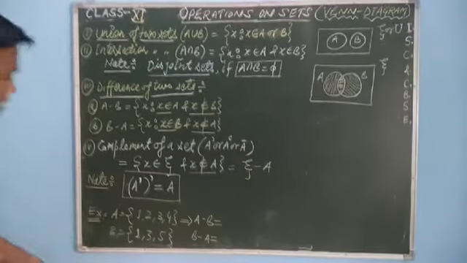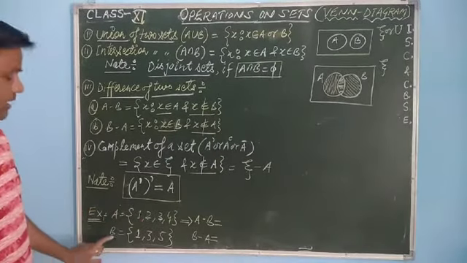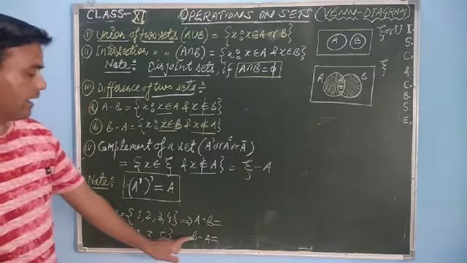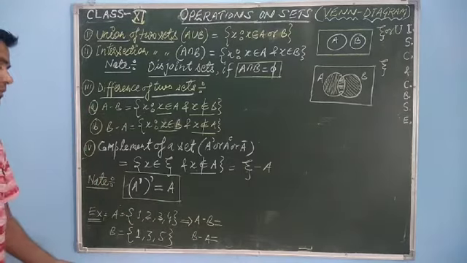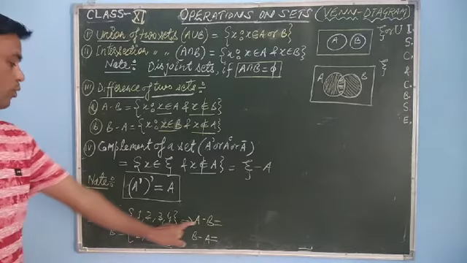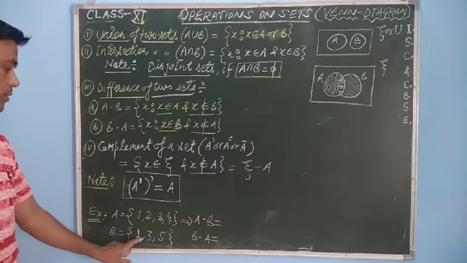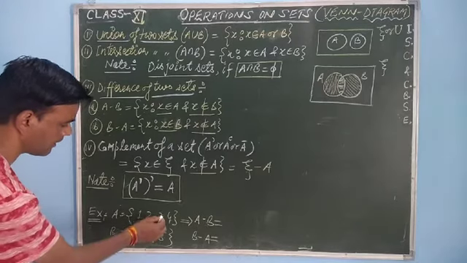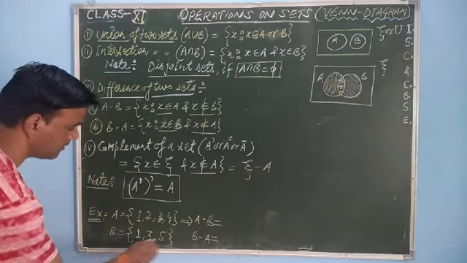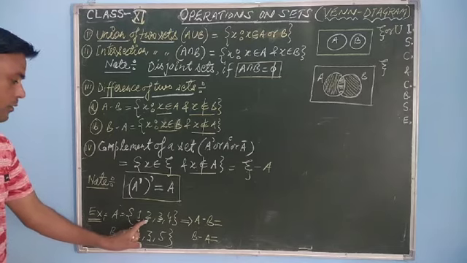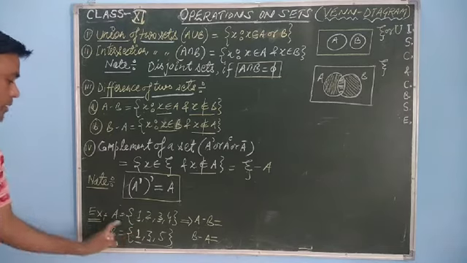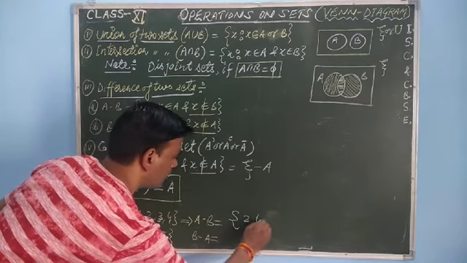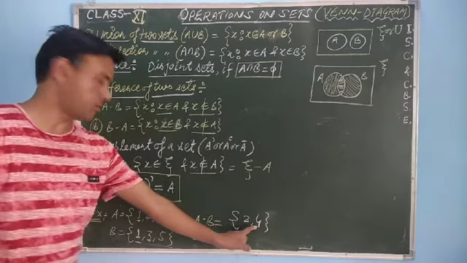Now one more thing. Let me take a set A as 1, 2, 3, 4 and another set B as 1, 3, 5. Suppose we have to find A minus B and B minus A. So one by one we will find these. A minus B means those elements which belong to A only but not to B. So see from here, 1 is an element of A and also of B, 3 is an element of A and also of B, 5 is an element of B. So only the elements 2 and 4 are elements of A and not of B. So it will be 2, 4, because these are elements of A, not of B.